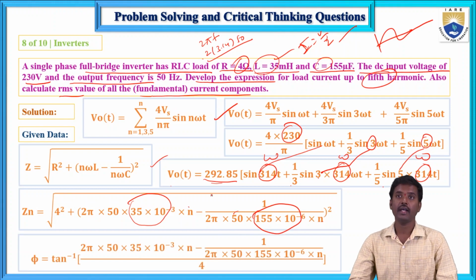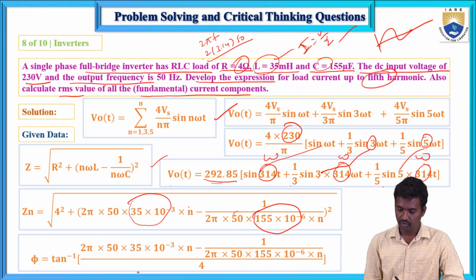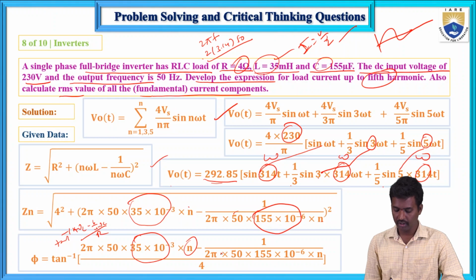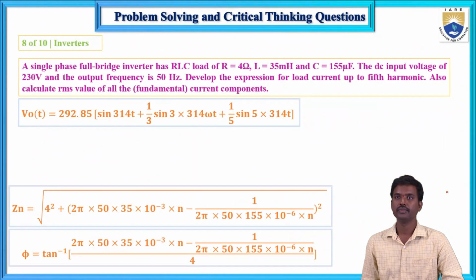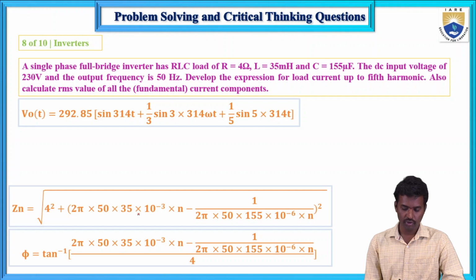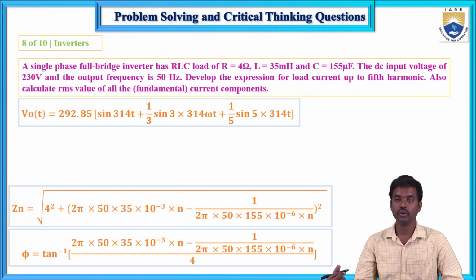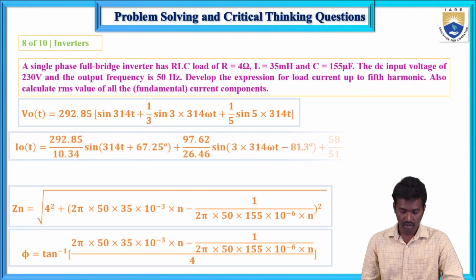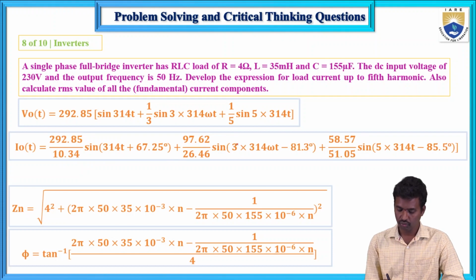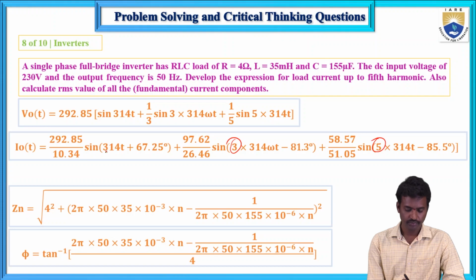The phase angle is also the same: tan inverse of (n omega L minus 1 by n omega C) by R. So 2 pi f into L into n, minus 1 by 2 pi f C into n, divided by R. If n equals 1, substitute 1; if n equals 3, substitute 3; if n equals 5, substitute 5. Same thing here, substitute 1, 3 and 5.